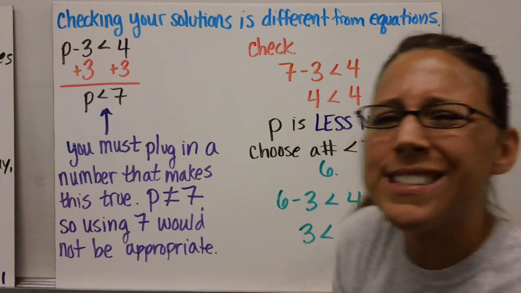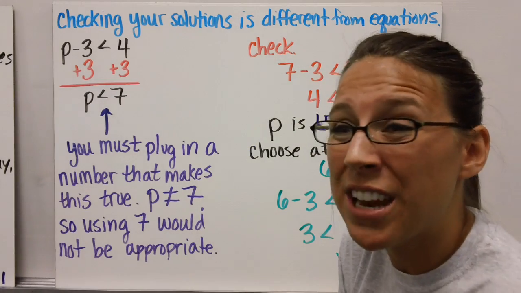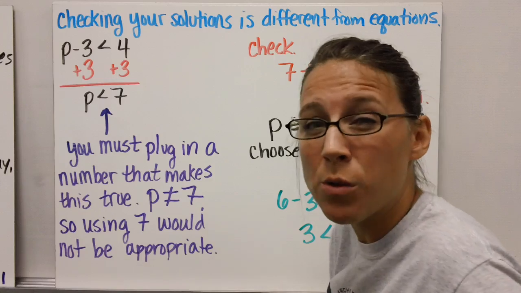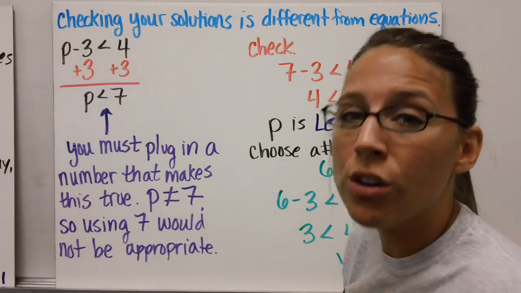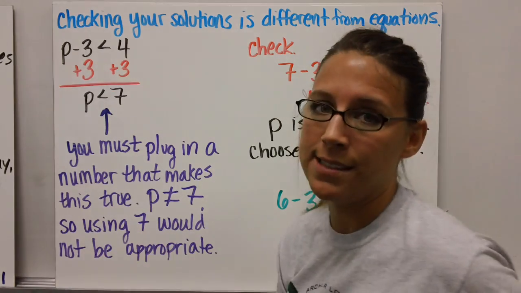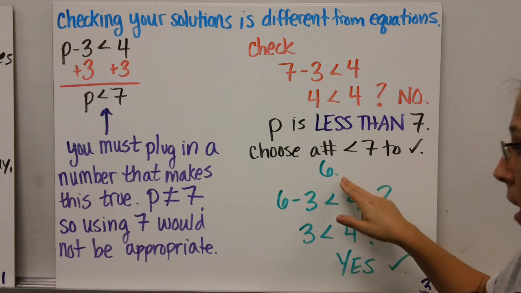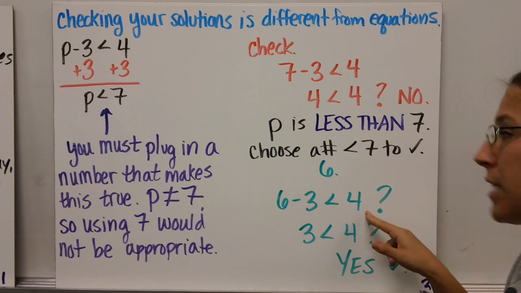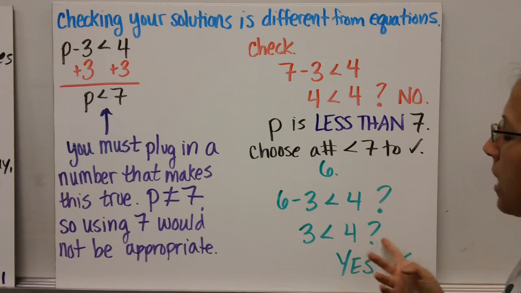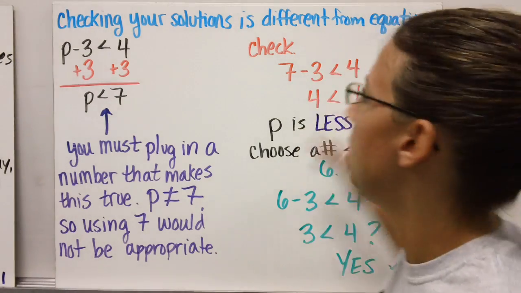Well, is 4 less than 4? No, it's not. So it doesn't work to plug 7 in, and you may then end up thinking you're wrong when you're actually correct. Just pick a correct, appropriate number to plug in. What is a number that is less than 7? 6. So if I choose that number and I say, well, is 6 minus 3 less than 4? Well, is 3 less than 4? Yes. So it turns out that checking it did make sense here.